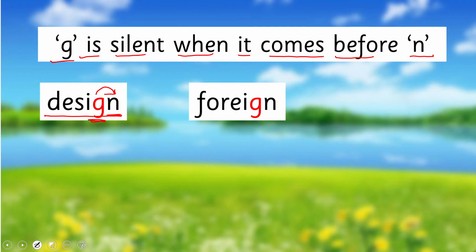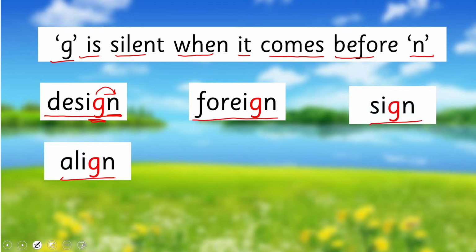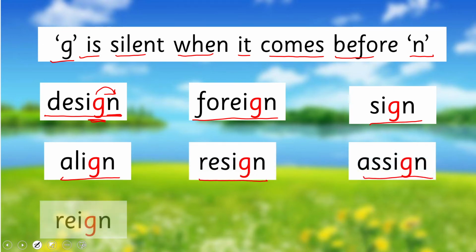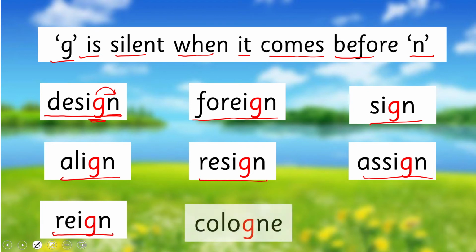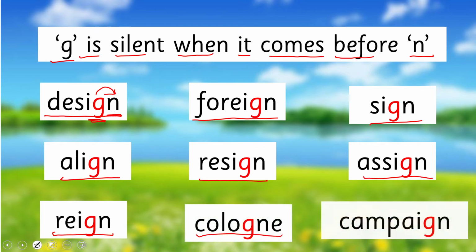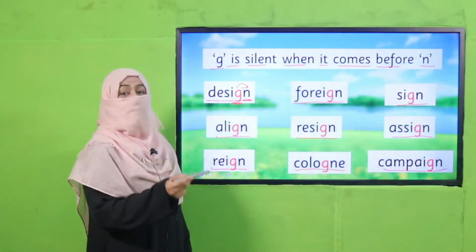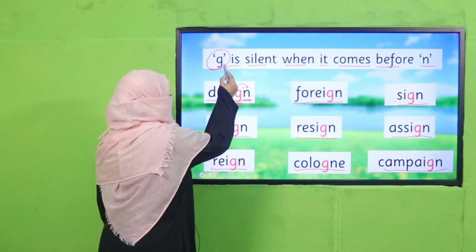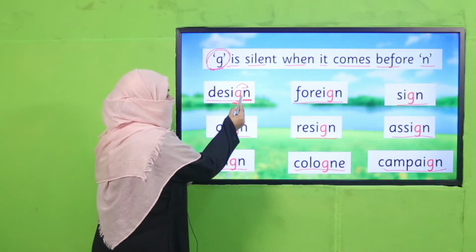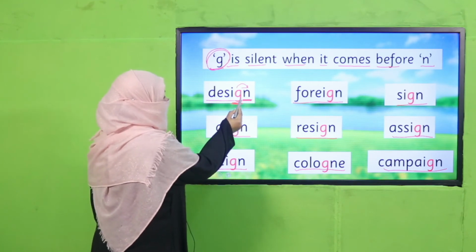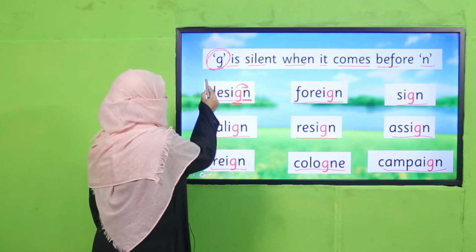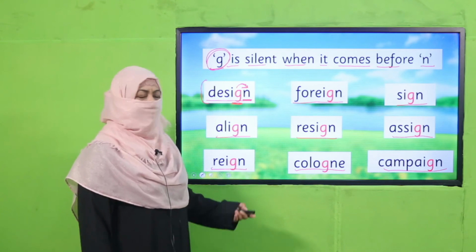Design, foreign, sign, align, resign, assign, reign, clone, and campaign. In all these words, why is G silent? Because right after G there is letter N, and we don't pronounce G when G is followed by N, right?